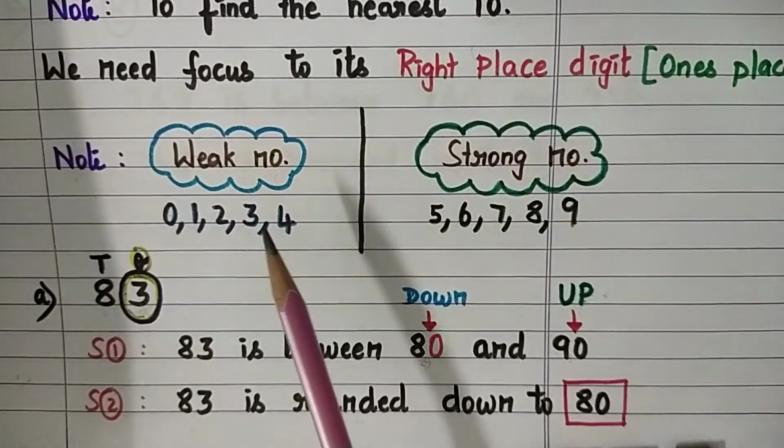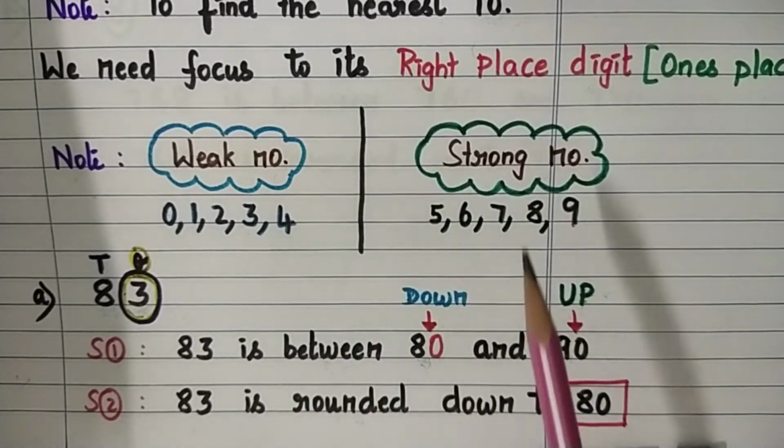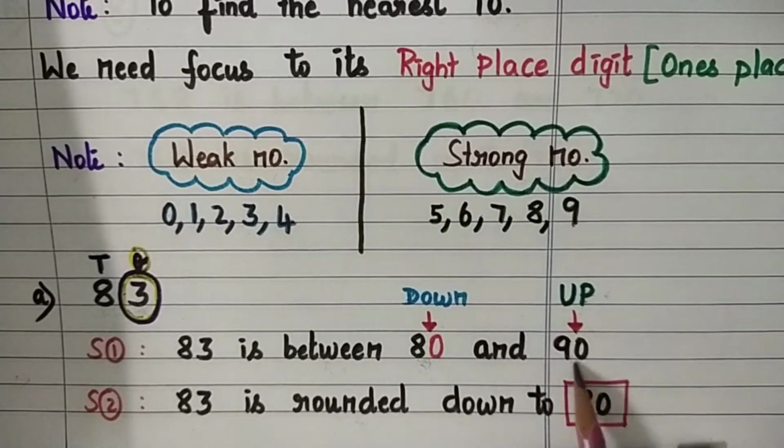Children, you have to remember this. Weak number means you have to round off to the small number. Strong means you have to round off to the big number. The small number you call a down number and the big number you call an up number.